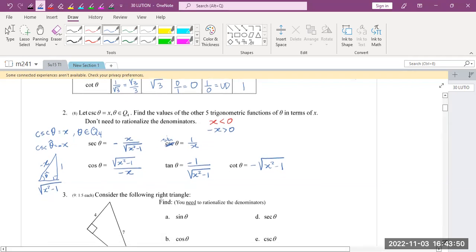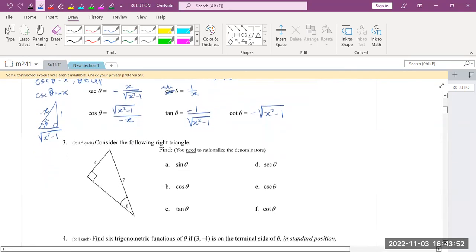Next. Number 3, we have hypotenuse 7. The opposite of angle theta is 4. So let's find out this side first. Let's call this A. So A squared plus 4 squared equals 7 squared. A squared plus 16 equals 49. A squared equals 49 minus 16, that's 33. So A will be square root of 33.